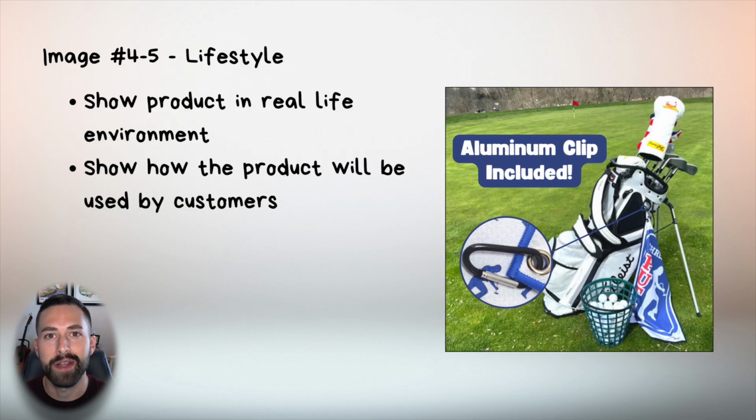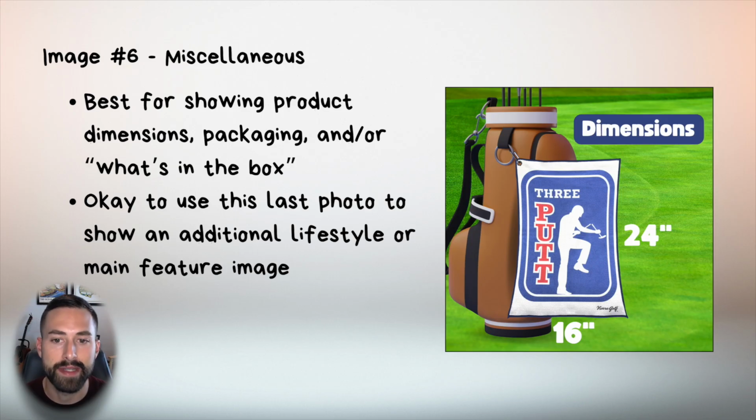The next images are number 4 and 5, which are going to be lifestyle images. If you're not sure what these are, this is showing the product placed in a real life environment. That way your customer can see, okay, that's how this product is going to be used, and it gives them some ideas of how they can use that product. And the last image, number 6, I typically use this image to show the product dimensions, the packaging, and or what's going to be in the box.